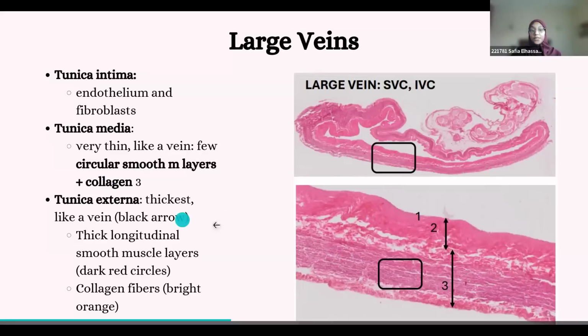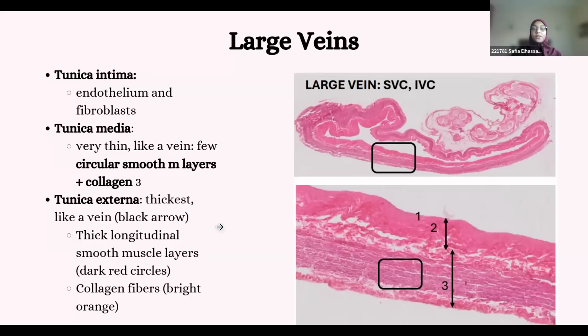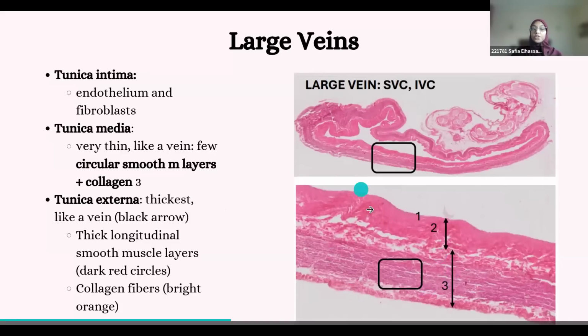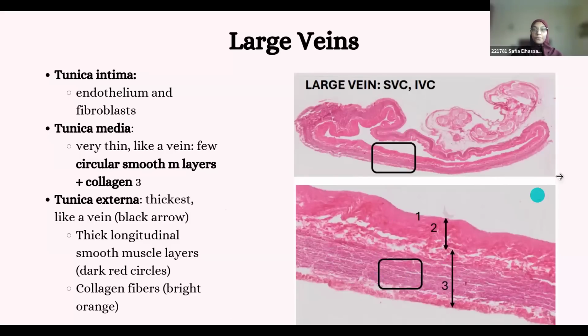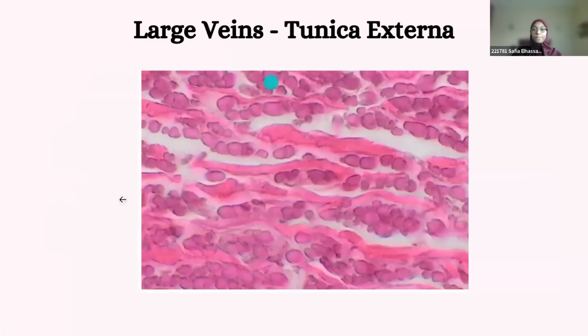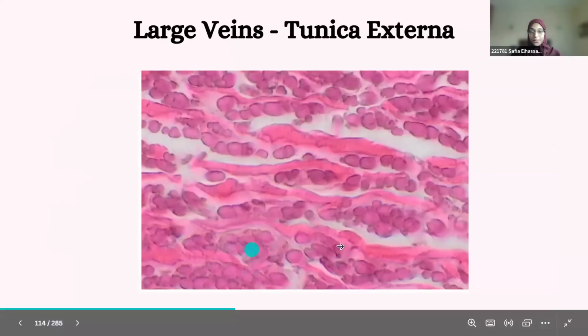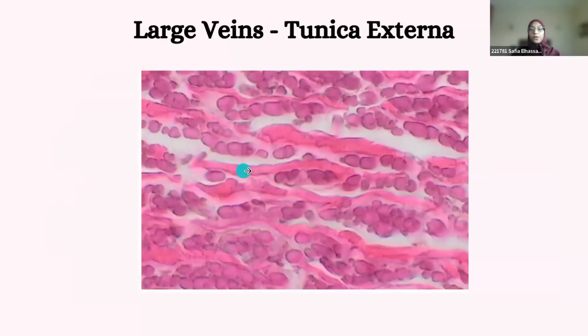The next layer is the tunica externa. This is actually the thickest layer in the large veins, and it is made up of thick longitudinal smooth muscles, which we will see in the next slide, as well as collagen fibers. Here is what it looks like up close. These are the smooth muscles and these are the collagen fibers. Notice that the collagen fibers take up the stain a little bit more brightly compared to the smooth muscles.